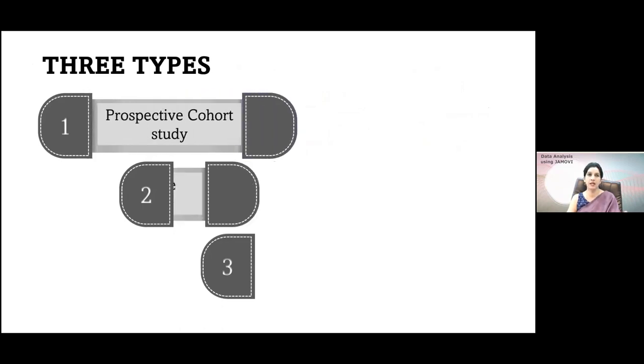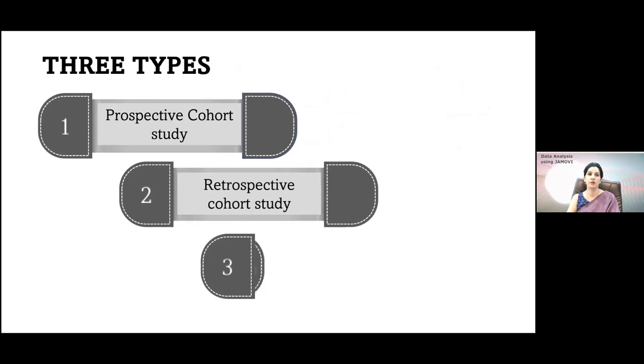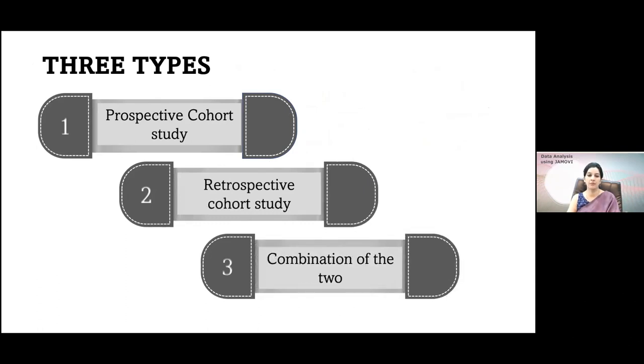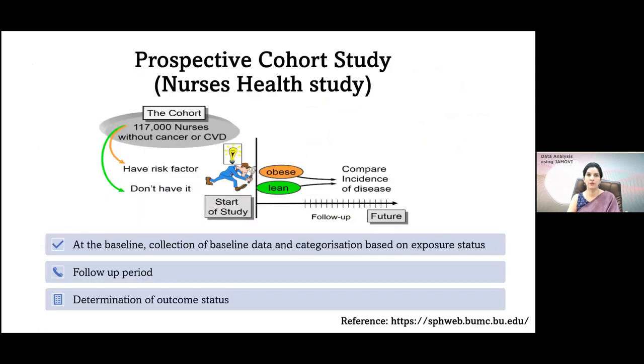So basically, this relative risk is measured in a prospective cohort study. You can do it in a retrospective cohort study, or it can be a combination of these two also. So these are a few examples of prospective cohort study. You can see that a classical example is the Nurses' Health Study, when 1,17,000 nurses were followed up, and initially they were divided by the risk factor, which was obesity, so obese and lean. Then they were followed up for the development of the outcome, which was compared, and the outcome was cancer or cardiovascular disease. So at the baseline, there was a collection of baseline data. Then there was a follow-up period, and then there was a determination of the outcome status.